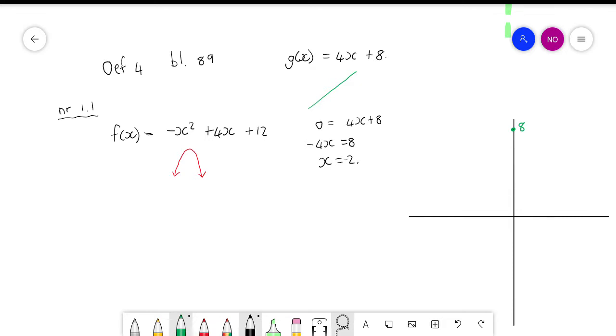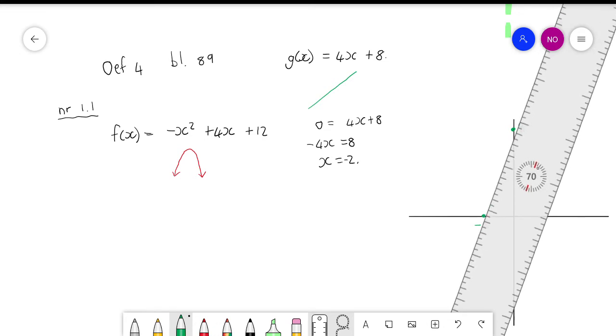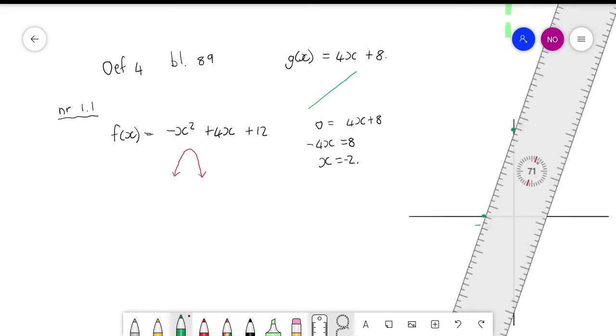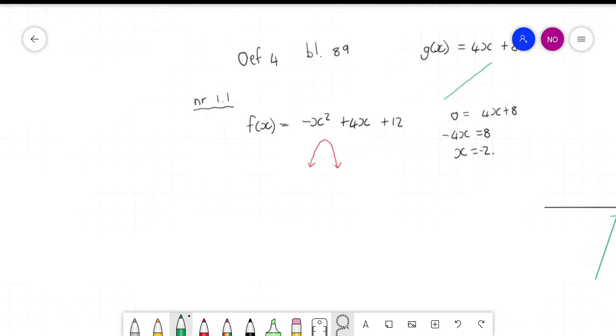Stem julle saam, hy sny die x-as by -2. En daai is die grafiek van G, which is a straight line. Okay. Nou kom ons doen gou die parabool saam. So, you guys agreed, I'll get back to the sketch now, you guys agreed that that is the shape.